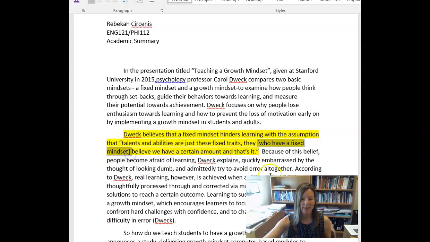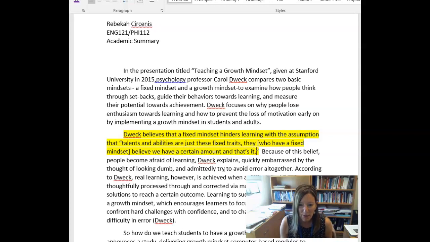It's called brackets. And so she has used this little tool, these brackets, to include words that were not originally in the quote. And so the words that she included here were who have a fixed mindset. And the reason she did that is because when she pulled this quote out, the they became ambiguous. Her reader no longer understands what they refers to. And so she's putting that in there as a clarification. Sometimes people will use that tool as well if they're needing to change like the verb tense of something. We have a certain amount of it, and that's it.